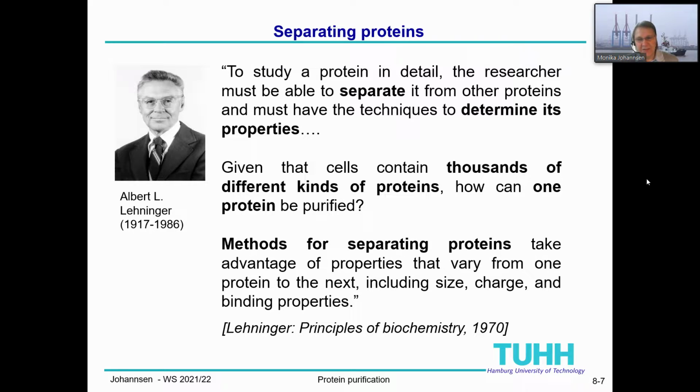And so what can we do, or what needs to be taken into account? The methods for separating proteins should take advantage of the properties that vary from one protein to the next. And what are these properties? They include, for example, the size, the charge, and also binding properties. And we will see later that these properties are really used for specific separations.